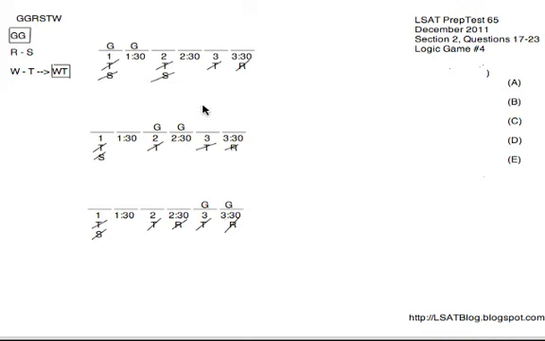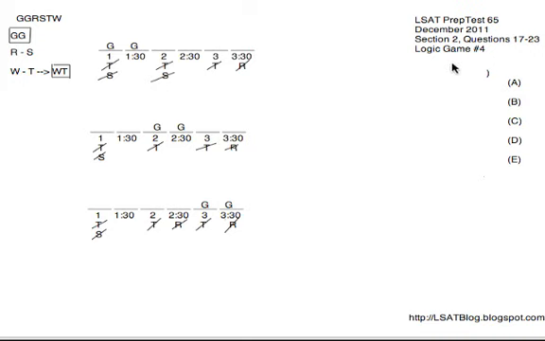Because we know that R has to go before S in the top diagram, I was able to infer that for that diagram specifically, S cannot go on 2 o'clock. Because if S did go on 2 o'clock, we would not have room for R to go before it. And in the third diagram, we can infer that R cannot go on 2:30, because if it did, there would not be room for S to come after it. So these are the three main diagrams for the game that we can use as we jump into the questions.